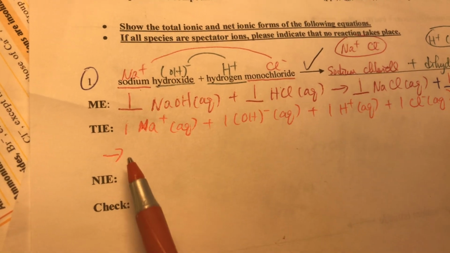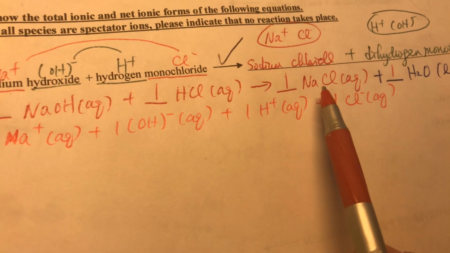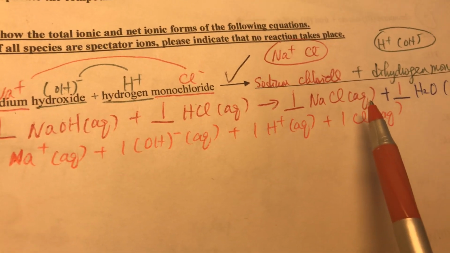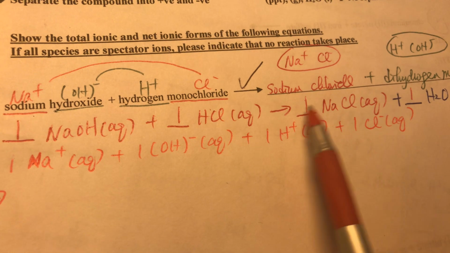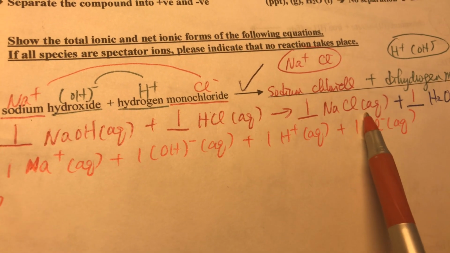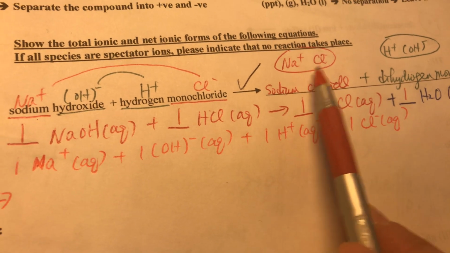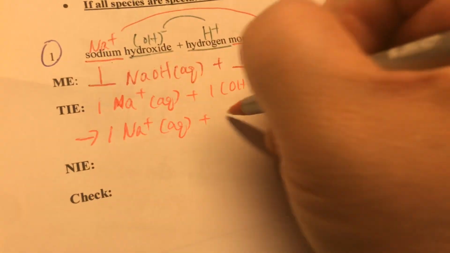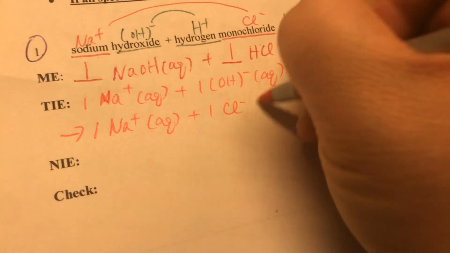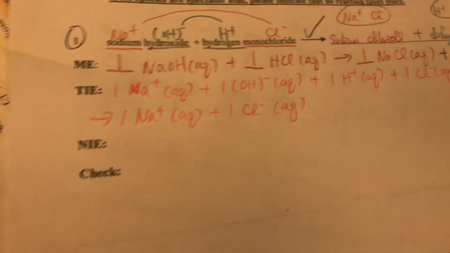Now this is one NaCl aq, so we also have to separate them because it's soluble. So one Na plus aq, and then one Cl minus aq. You have all your charges in the rainbow. So one Na plus aq, and then one Cl minus aq.